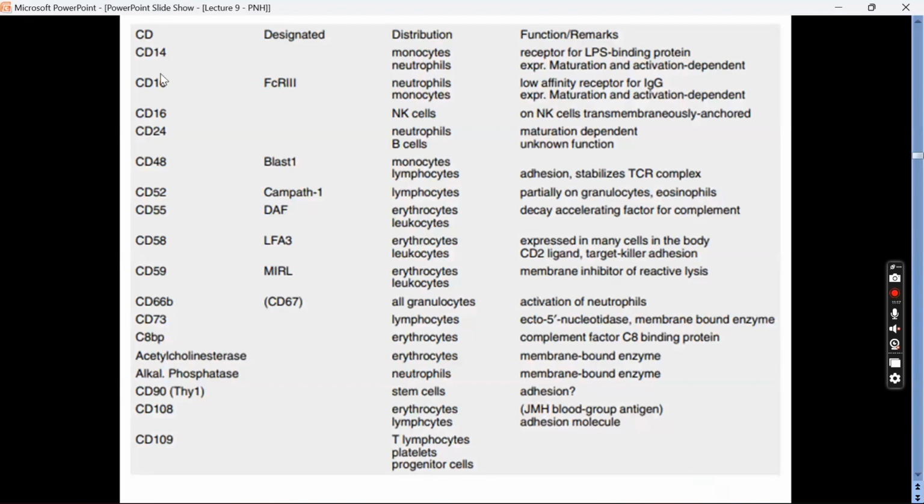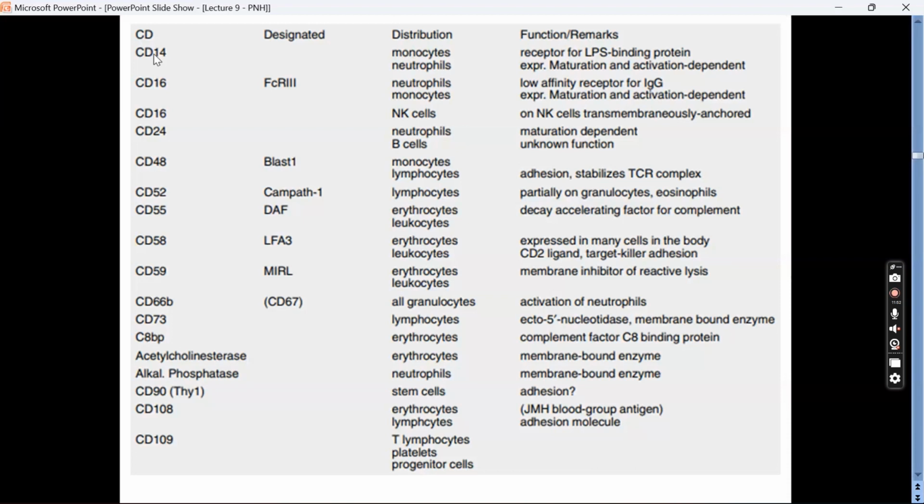So these are a list of... I told you what CD is. Whenever there is a prefix CD with a number, it denotes a... anyone? A cytoplasmic protein? No, you just said surface. Okay, surface. Cluster of differentiation. So only surface markers will be designated as CD. Only surface markers will be designated as CD.